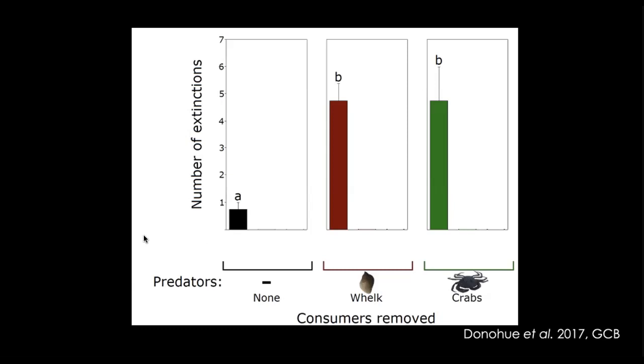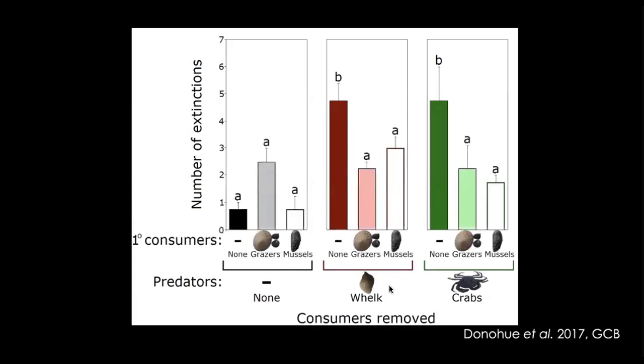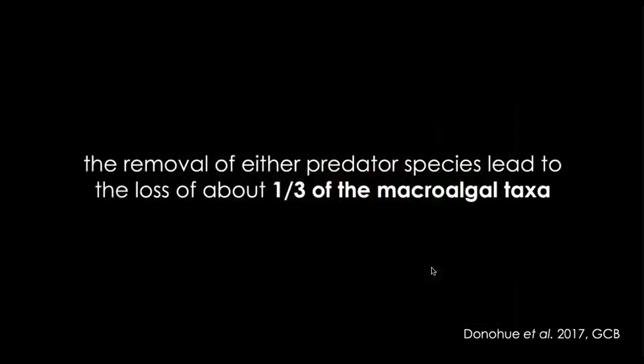Interestingly, if they now remove the consumers, either in isolation or in combination with the predators, they don't find that result. In that case, there is no significant increase in secondary extinctions. So basically what they found is that the removal of the predators, and the predators alone, led to the extinction of about a third of the macroalgae taxa. The removal of the predator alone led to a very large number of secondary extinctions.